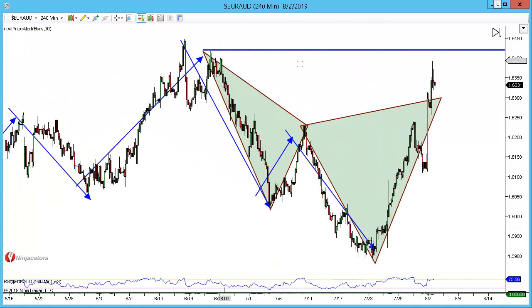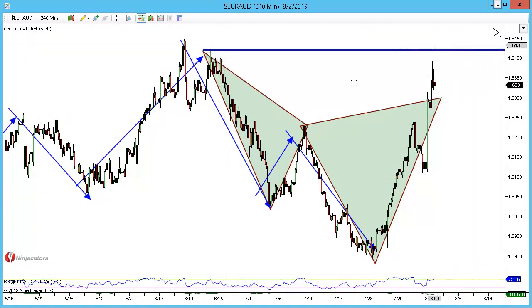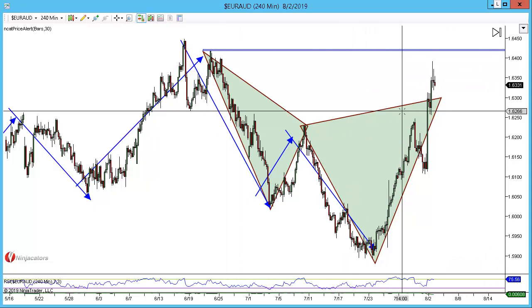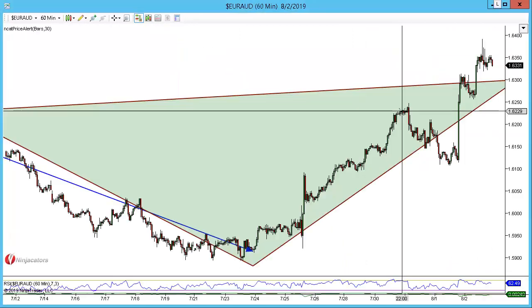However, I actually need this to come into structure before I can look at shorting the market, so I'm going to be waiting for another push higher. Let's just go and take a look at the 60.